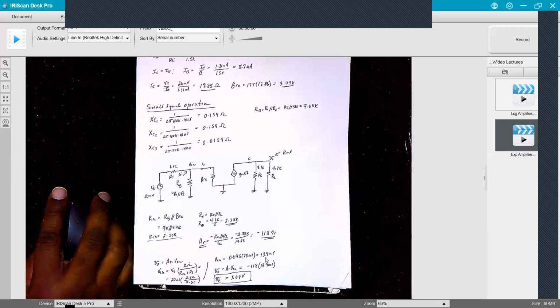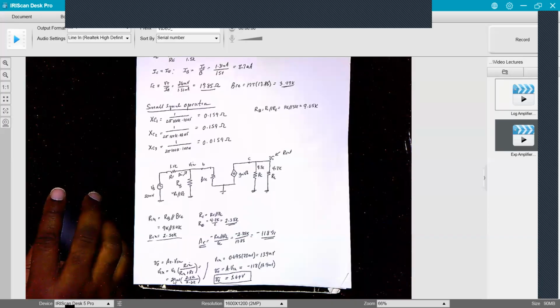So here Vn is 13.9 millivolts. My gain has a magnitude of 118 volts per volt. So then my output is my gain times my input, which is minus 118 times 13.9 millivolts. So your output voltage, and again, this should have the magnitude of it, is 1.6 volts, where the source generator input was 20 millivolts. I get 1.6 volts peak to peak out.